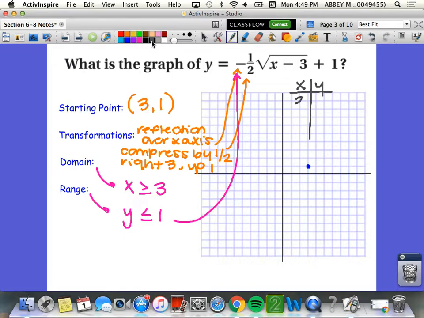Well, we started with 3, okay? That started with 3 and it gave us 1. Could I plug in 4? Yeah, I could plug in 4 because 4 minus 3 gives me the square root of 1, which I know is 1, okay? So negative 1/2 times 1 is negative 1/2 plus 1, that gives me a positive 1/2. And I can plot that point, 4, 1/2.